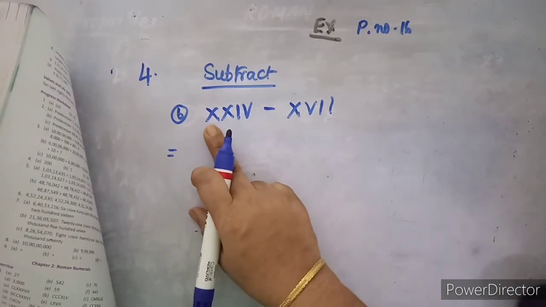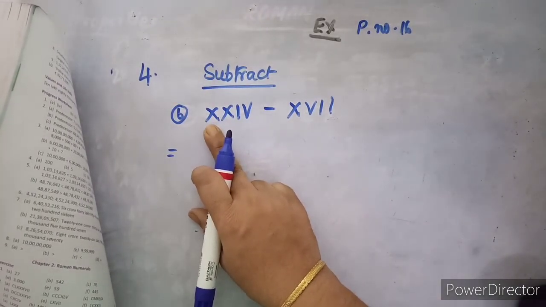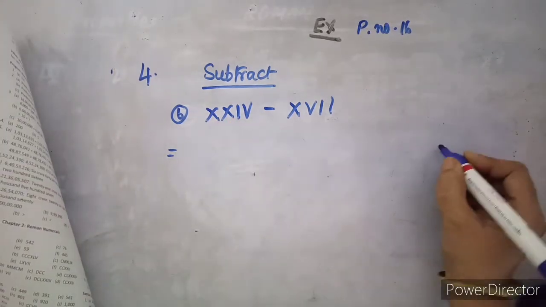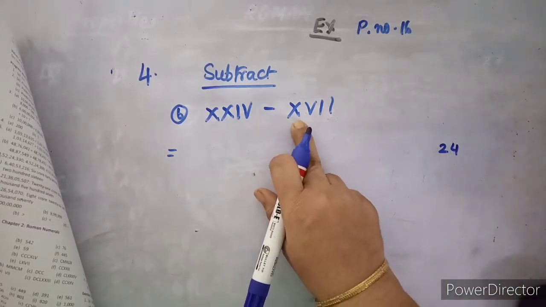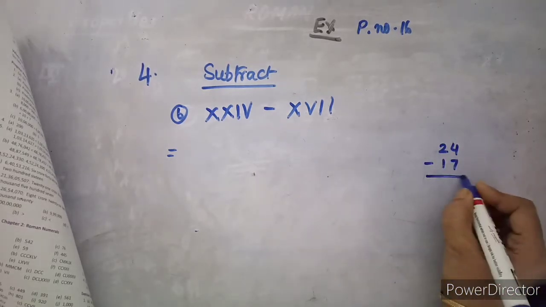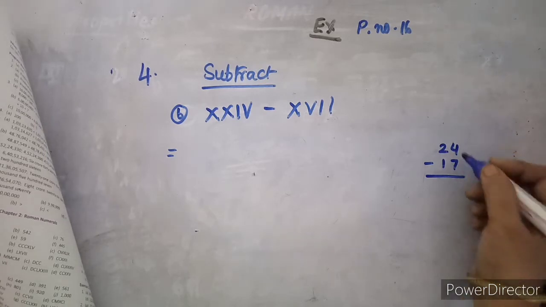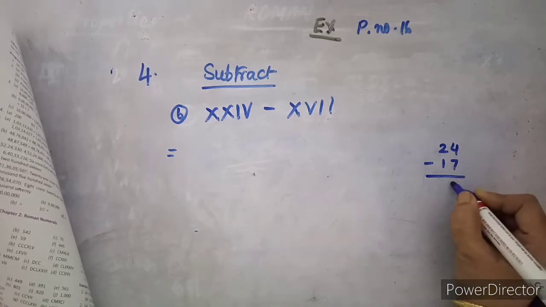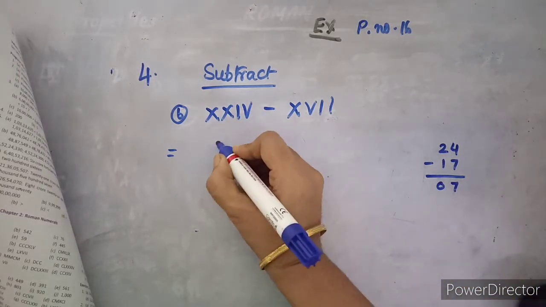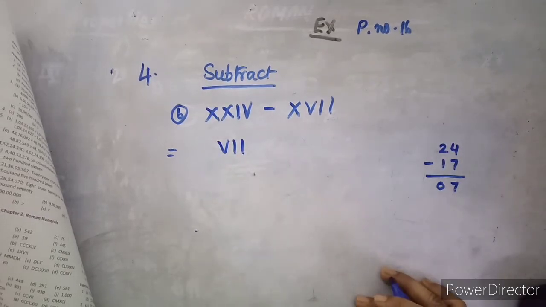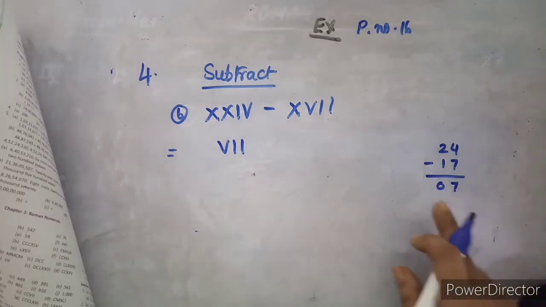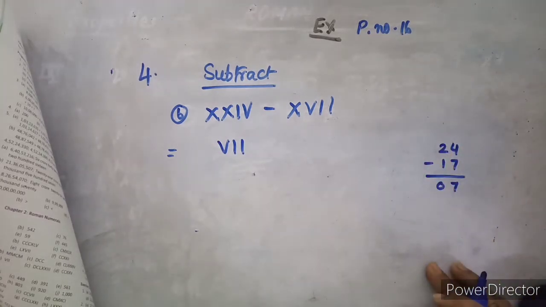Now if you go for the second question, you have this number. See here, XXIV means 24, and here XVII is 17. So 24 minus 17. Now subtract this, you will get 14 minus 7 as 7, isn't it? And here 0. So you should write the answer as 7. This is your subtraction, so this is B.